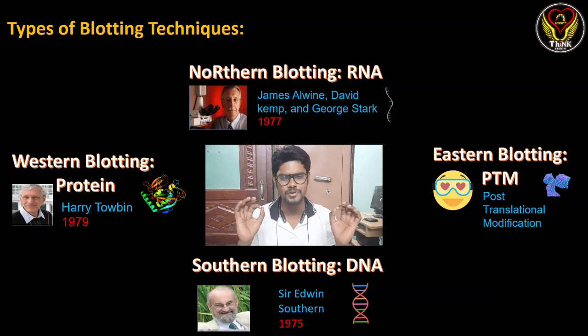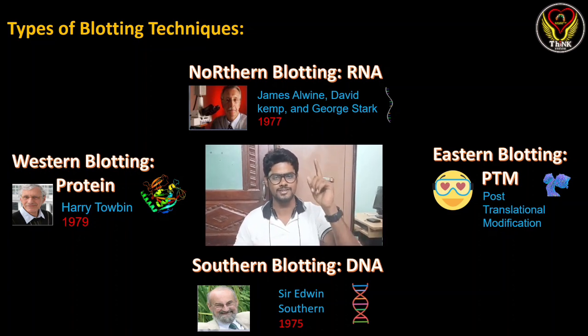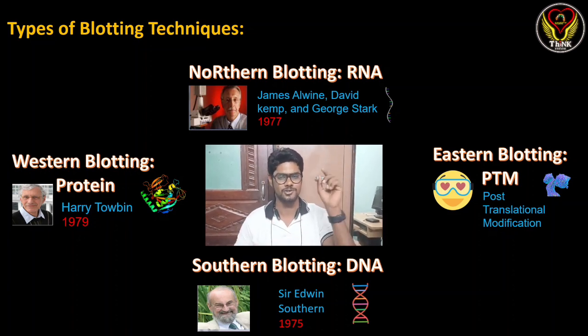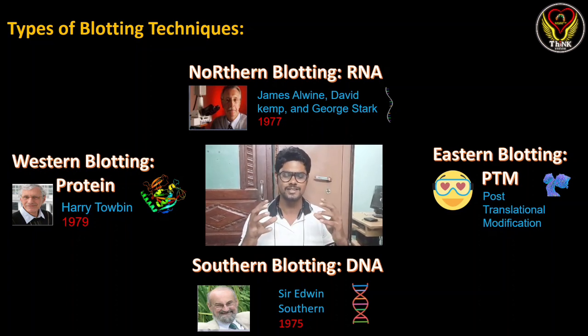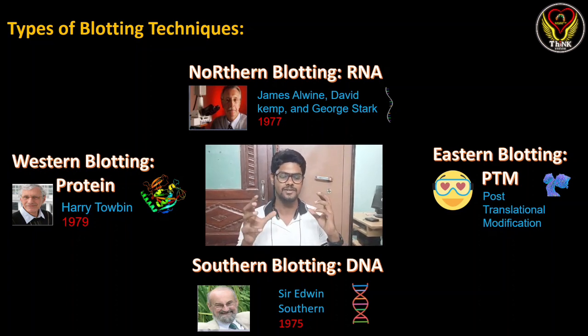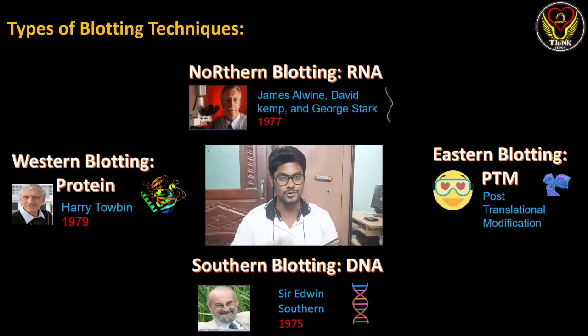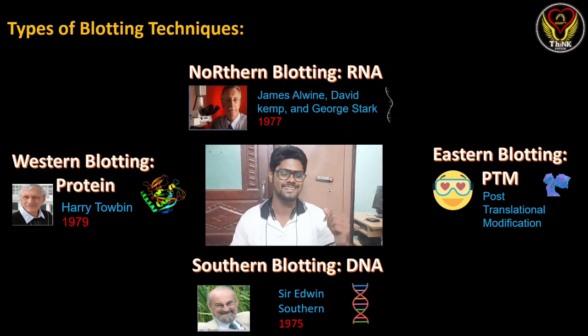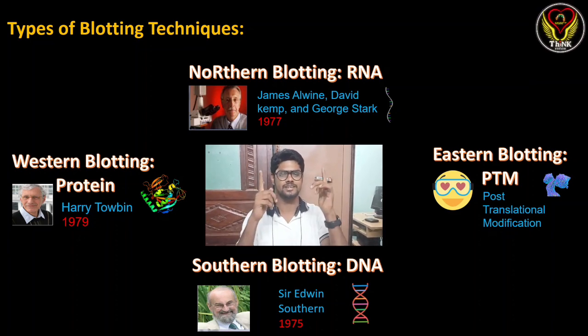To remember it easily, northern blotting: in that north, R is there. So R for RNA. That's all. You just fix that thing, and everything else you can work out easily. So northern blotting is for RNA. It was discovered by James Alwine, David Kemp, and George Stark. In 1977 they discovered this technique.